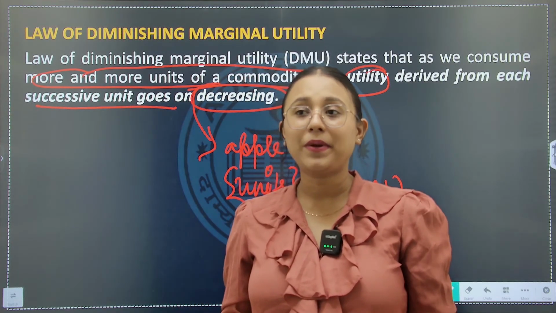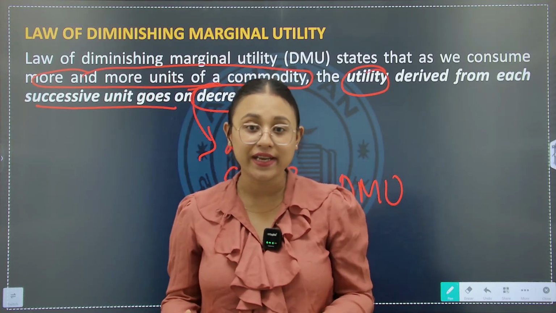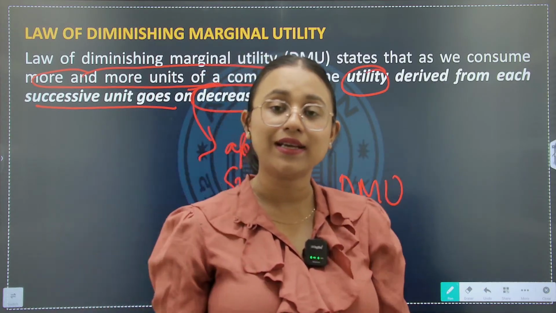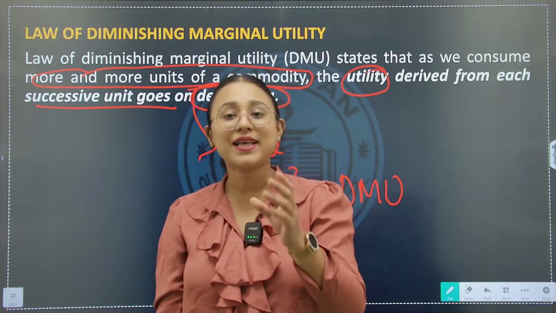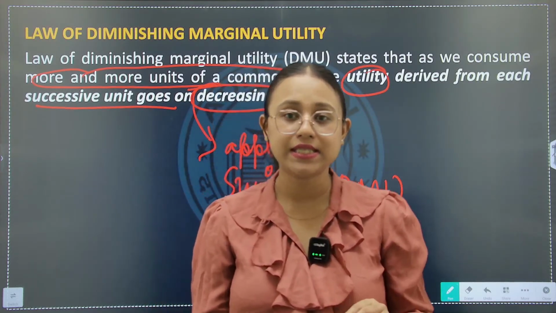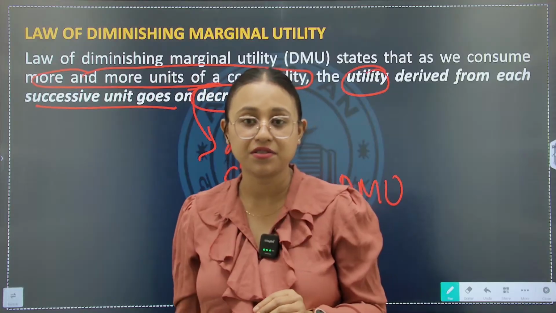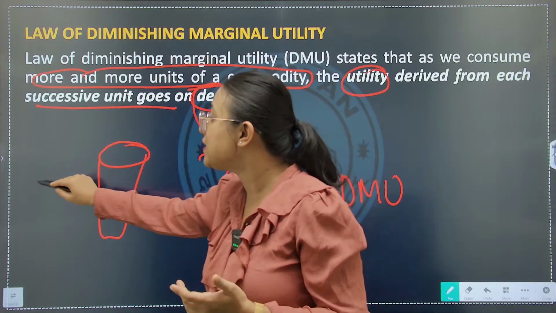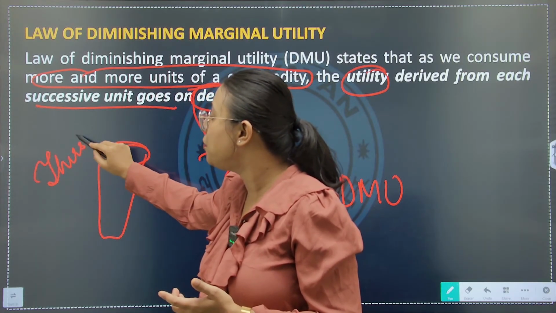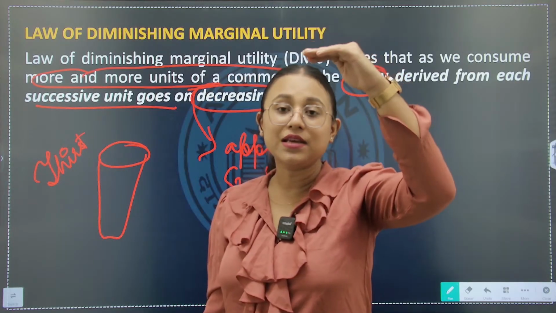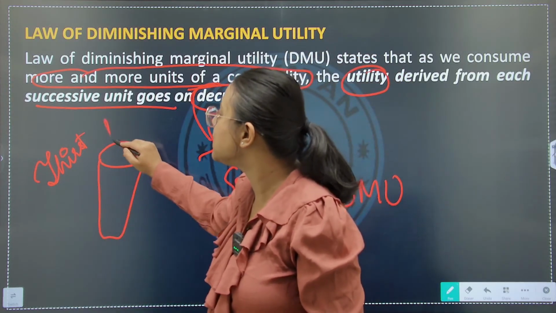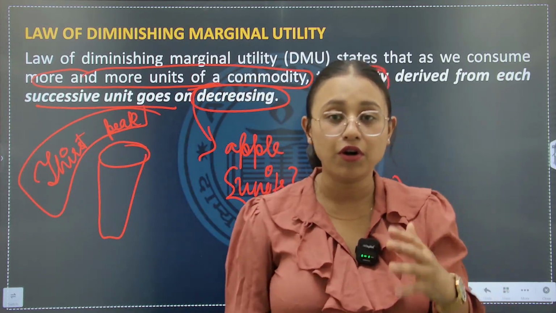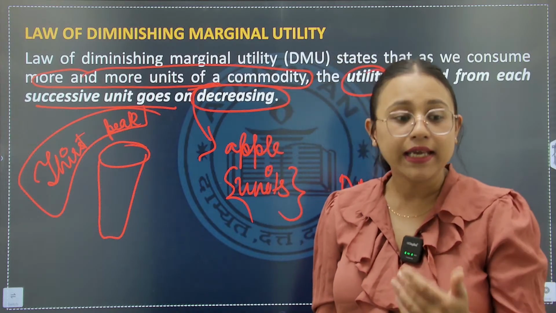A portion of my thirst is satisfied. But sometimes it may happen that one glass of water does not satisfy my thirst, and I need another glass of water. Suppose someone brings me another glass of water. From the second glass of water, I will get less satisfaction according to the law of diminishing marginal utility. Why? When I drank the first glass of water, my thirst was at the peak. Do you understand? My thirst was at a high level.